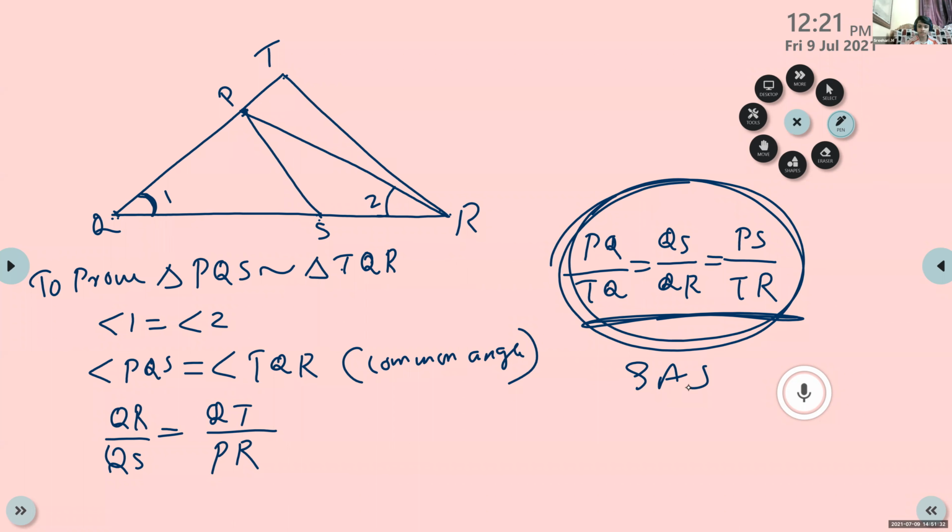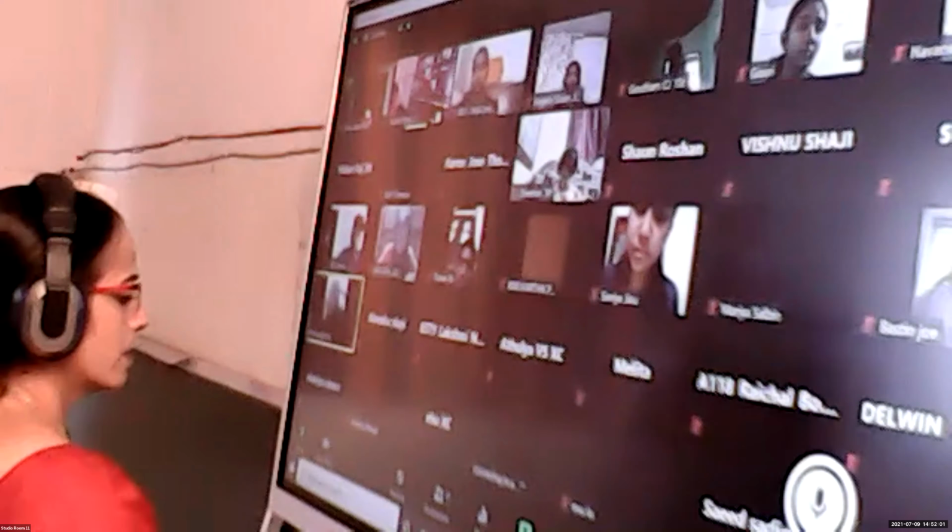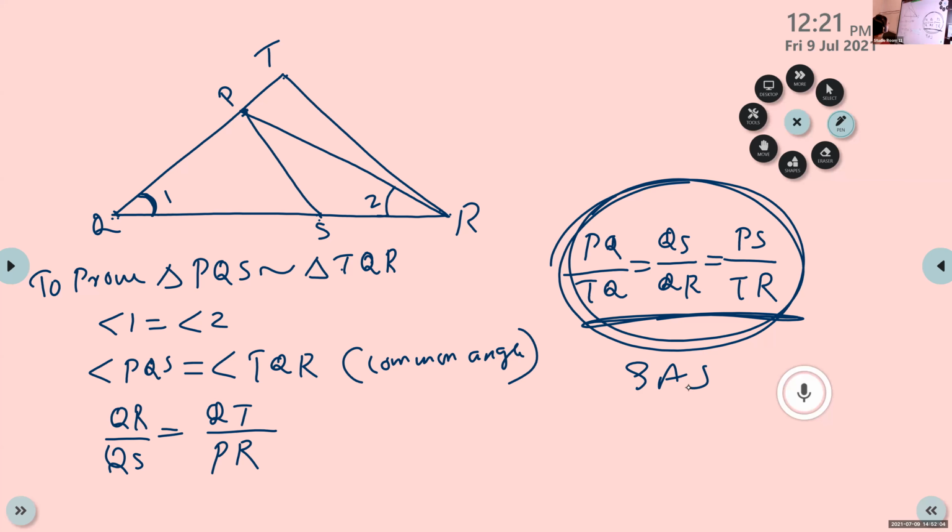Ma'am, isn't PS parallel to TR? No, it's not given. PS is not parallel. Think. Can we replace PR by some other side? Yes, we can replace it by PQ. Yes, you're correct. Why? We can replace PR by PQ.